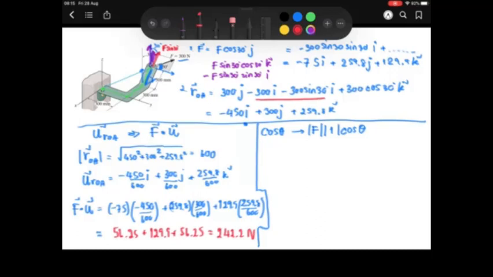So let's see if you want to use the cos concept here. You know that if you put F dot ROA here, you will get minus 75 multiplied with this one from R, and then plus 259.8 multiplied with 300, and then the last term is 129.9 multiplied with 259.8. This is Fy, this is Ry, and for Fx, Rx.